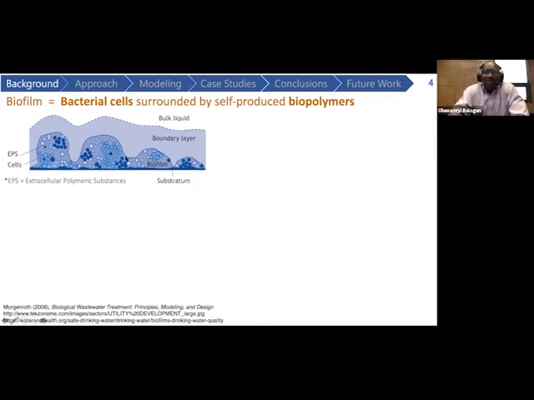So the biofilm itself is an important structural material. It consists mostly of 90% water, so it's in a gel form. What you will see as we go along is that the structure and mechanical properties are highly complicated, and so understanding that coupling is what the focus of this work is.